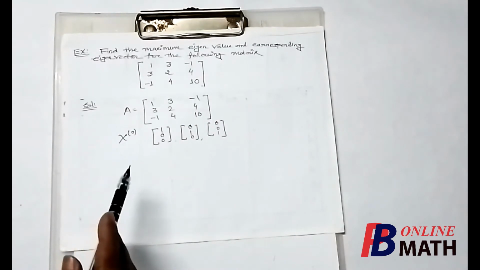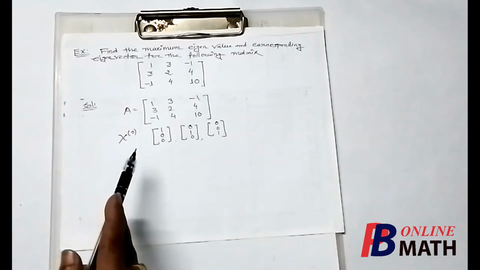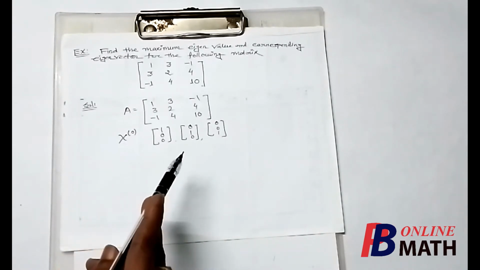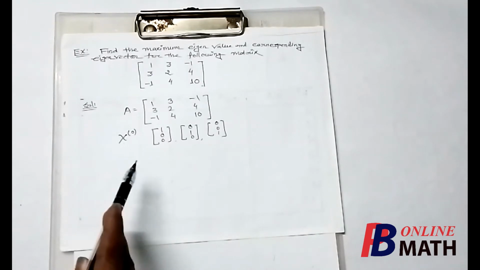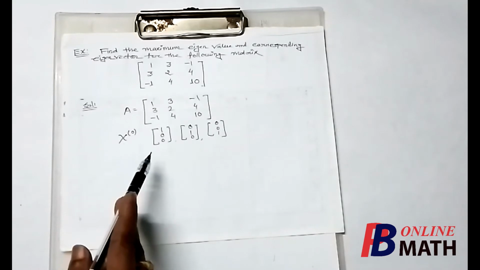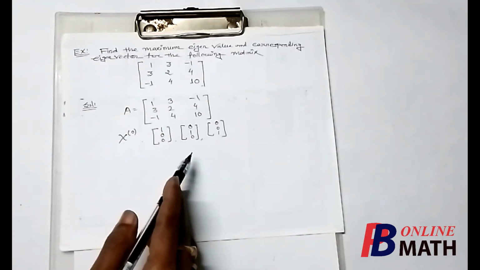Now there is no specific rule to select the initial eigenvector. We can take any one of them. In fact, we can take any other eigenvector as initial approximation. But we shall take any one of these 3 eigenvectors for simplicity. So let us solve this problem.